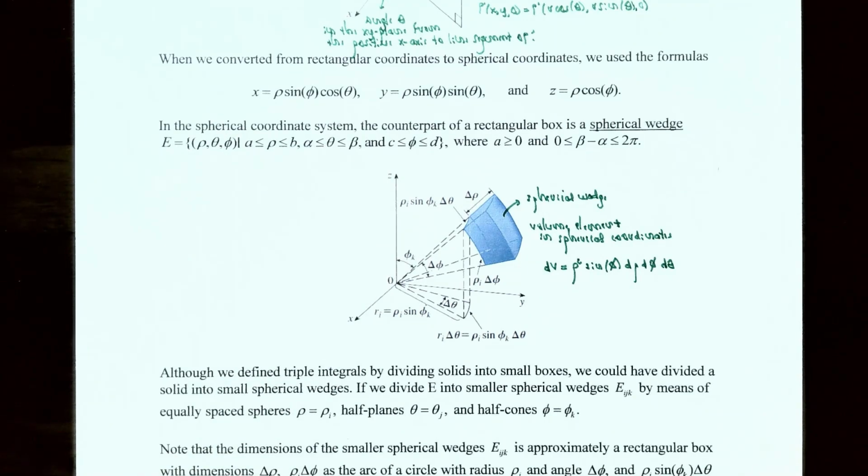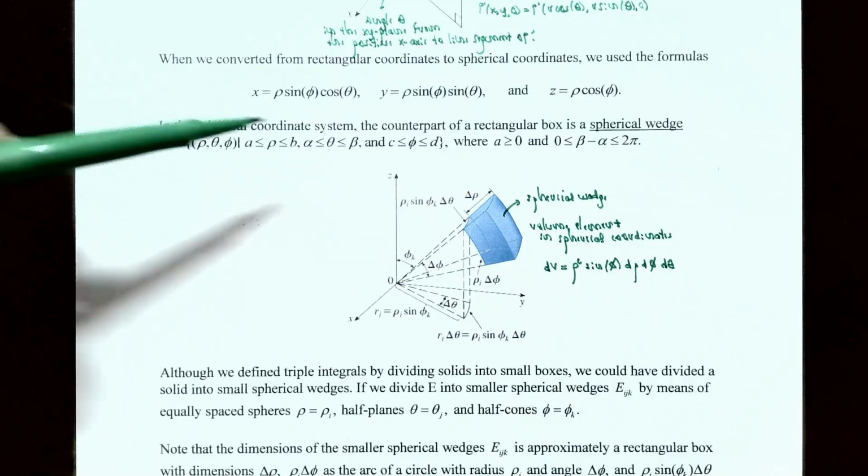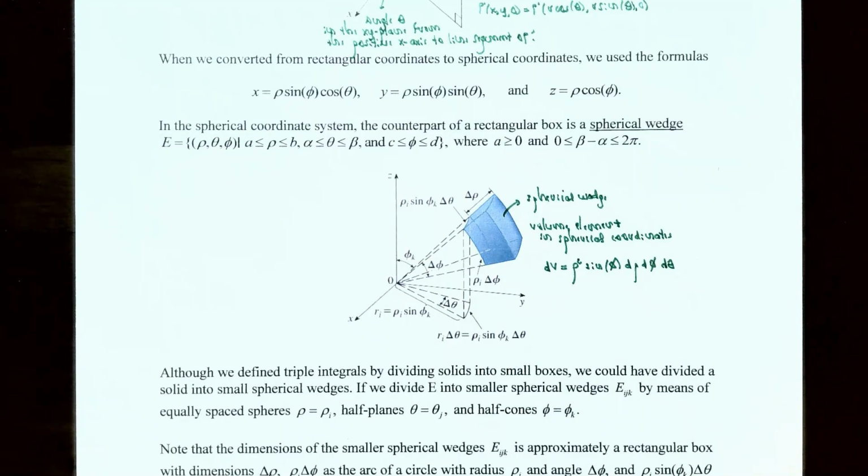In the spherical coordinate system, the counterpart to the rectangular box is a spherical wedge, and it consists of the points E of the form (rho, theta, phi), where rho is between values a and b. Remember, rho is representing the distance, so the distance is between values a and b. The angle theta is between angles alpha and beta, and then the values for phi are between c and d, and c and d are representing angles.